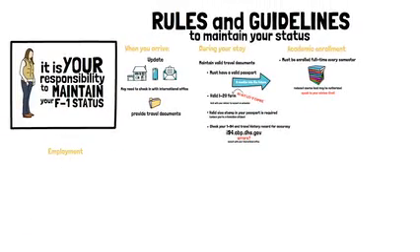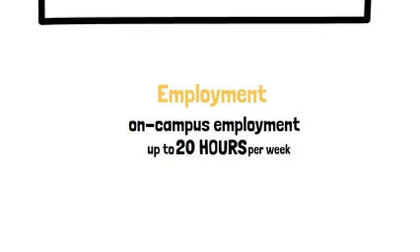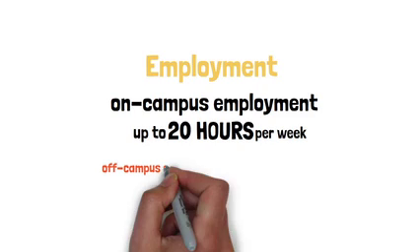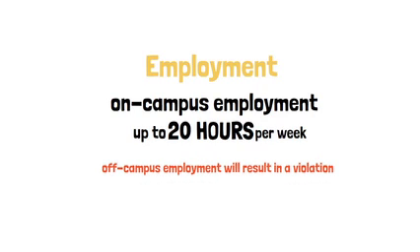Employment. F-1 students are authorized to engage in on-campus employment for up to 20 hours per week. Engaging in any off-campus employment without prior authorization will result in a violation of your F-1 status, so please speak with your international advisor if you have any questions about eligibility for off-campus employment.